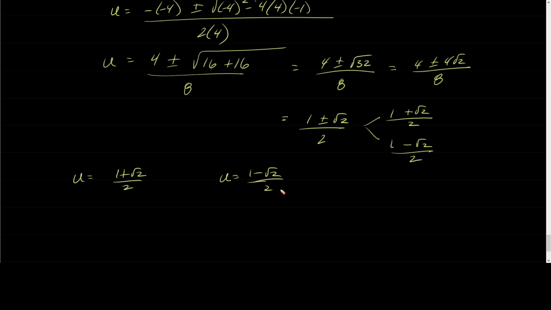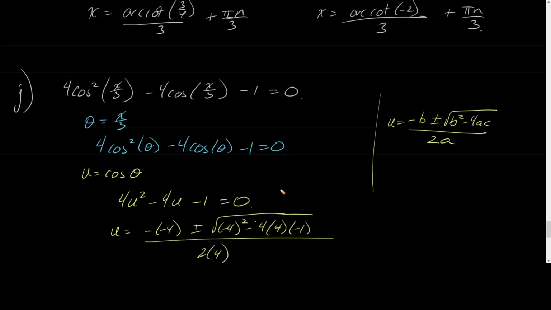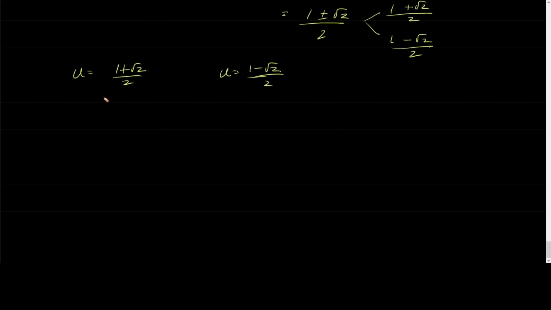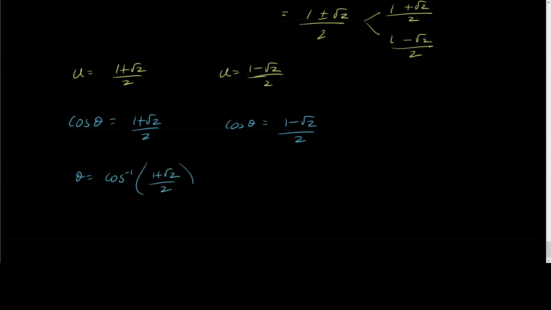But the problem wasn't about u. Before it was about u, it was about cosine. So we gotta go back into terms of cosine theta. So what we really have here is that cosine theta is equal to 1 plus radical 2 over 2, or cosine theta is equal to 1 minus radical 2 over 2. And well, those values, again, are not in the unit circle. So what we can do here is simply say that this is just cosine inverse of 1 plus radical 2 over 2, and then cosine inverse of 1 minus radical 2 over 2. But we need to make sure we add the period of cosine. All right, the period of cosine is 2 pi n. So whatever those solutions are, that's what theta is.